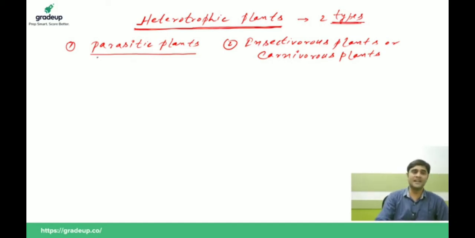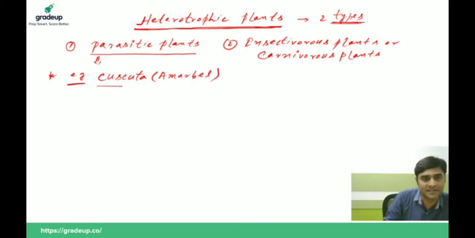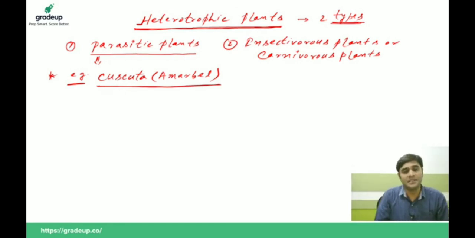Tell me one example of a parasitic plant. This is a very important question, and it has been asked in various competitive examinations. Which of the following is a parasitic plant? A very famous plant, Cuscuta. In Hindi it is called Amarbel. So Cuscuta is a parasitic plant. But the next question is, which type of parasite? Is it a stem parasite or a root parasite? Tell me. Cuscuta is a stem parasite or root parasite?